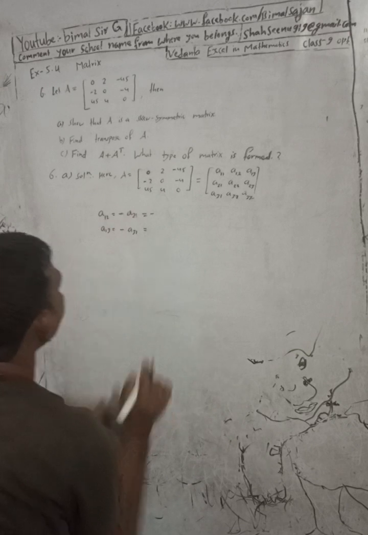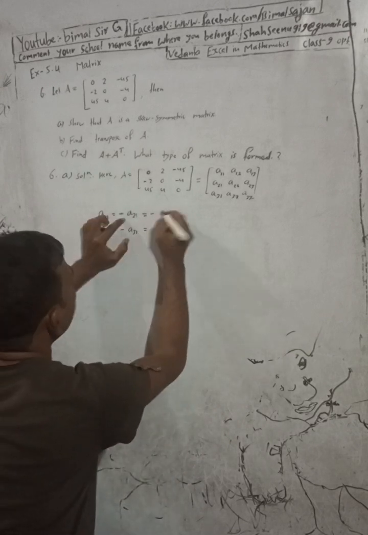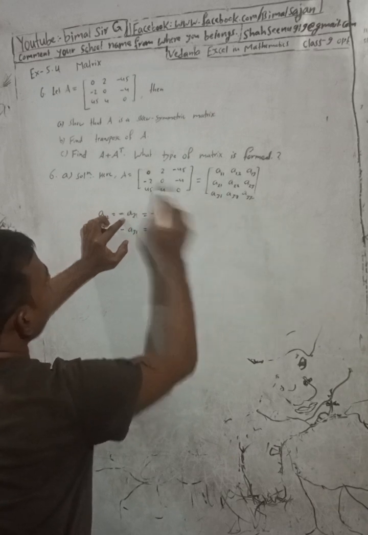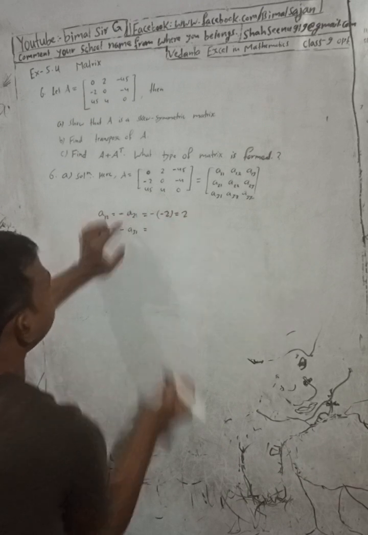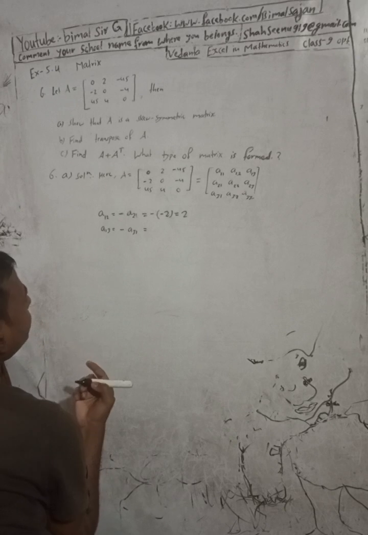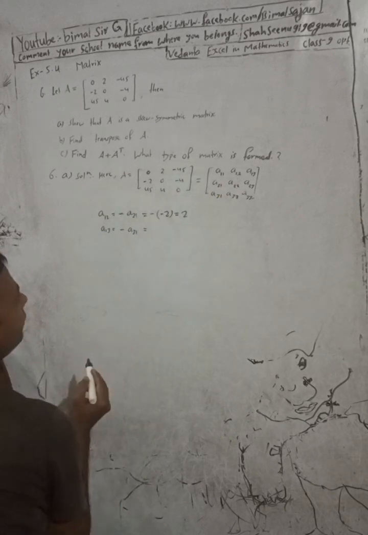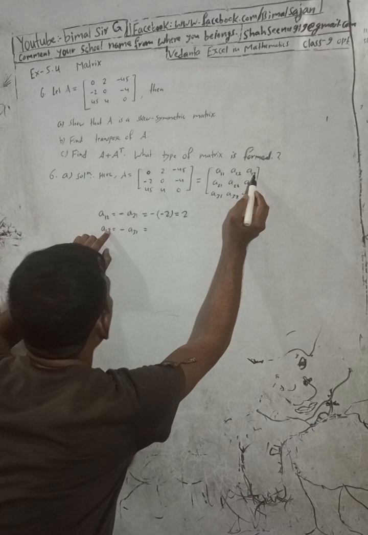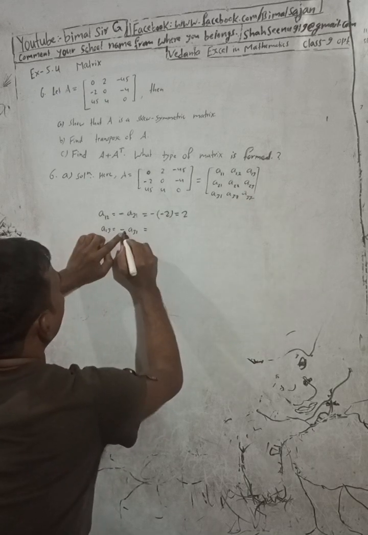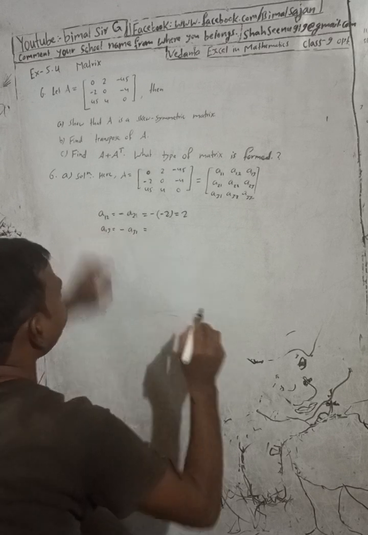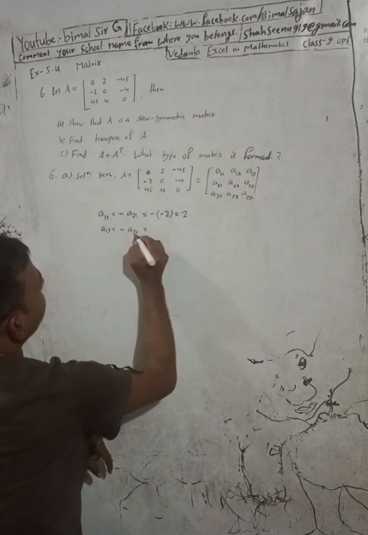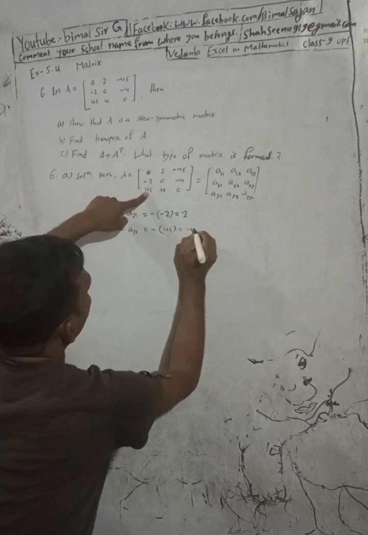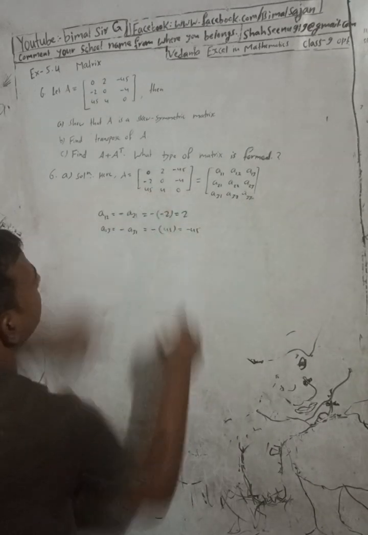A 1 2 is equal to minus of a 2 1. And what is a 2 1? This is minus 2, so minus of minus 2 is plus 2. See there, a 1 2 is the same, 2. In the same way, a 1 3, I have taken the first row, third column. Put minus, and just interchange row and column, so 1 3 becomes 3 1. A 3 1 is 45, so a 1 3 is minus 45. Yes or no?